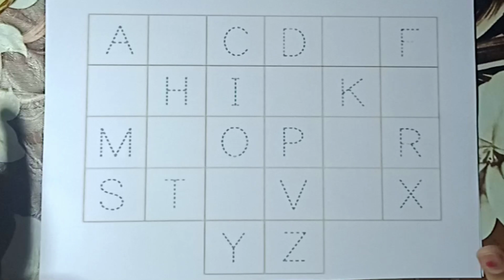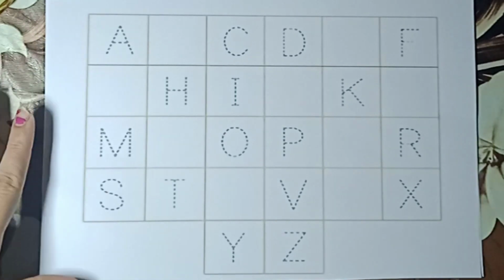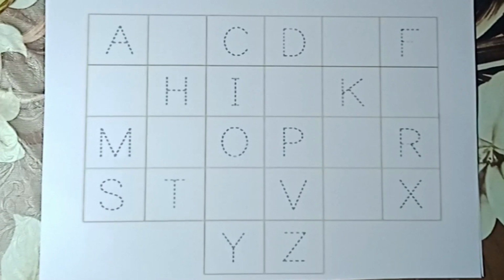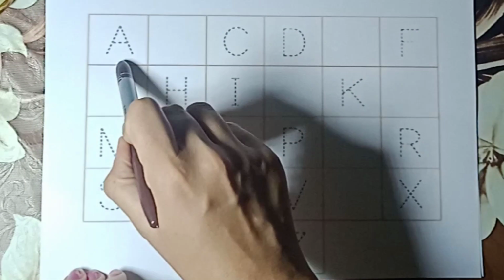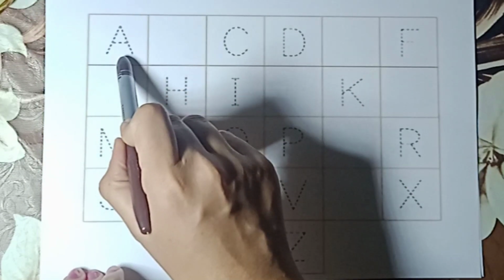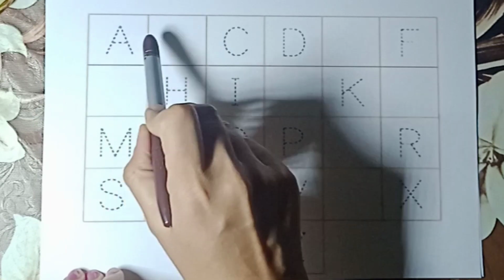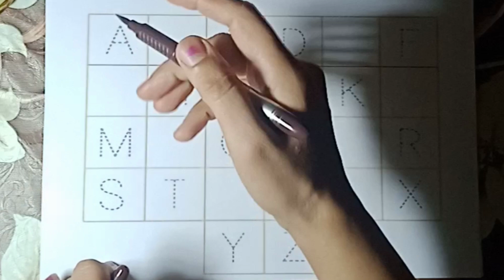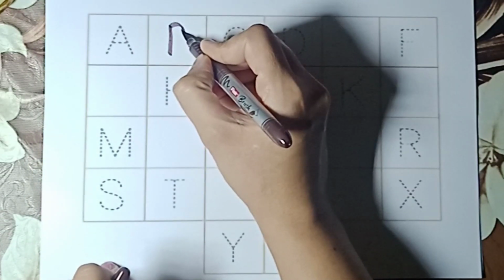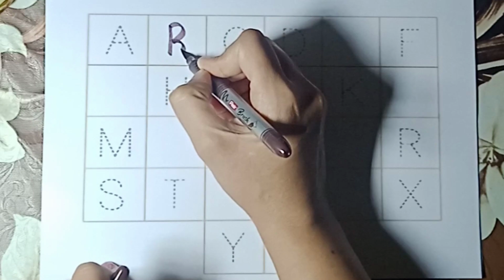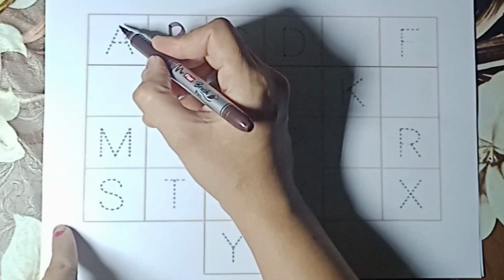Today we are going to learn about missing alphabets. So let's start it. A. A for apple. What comes after A? B. Letter B. B is for ball.